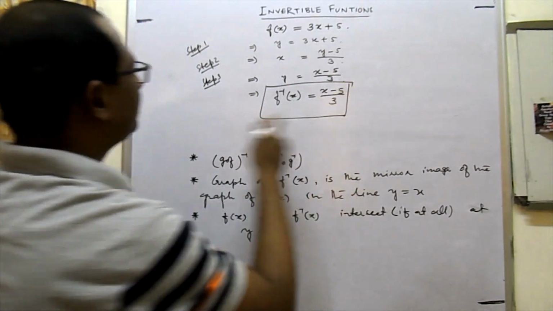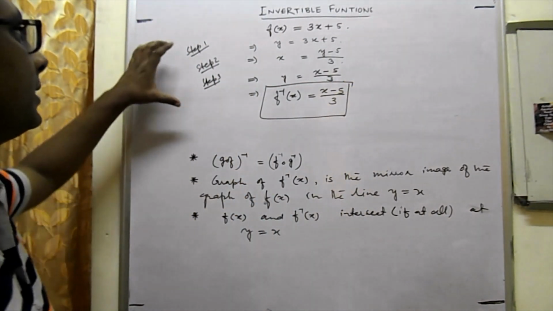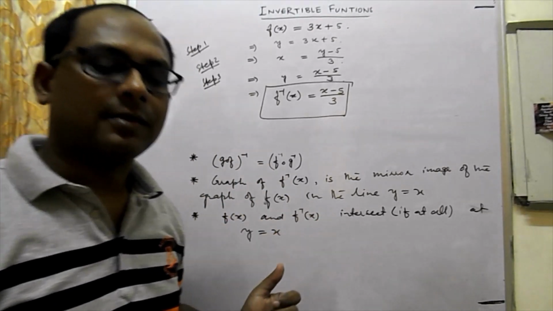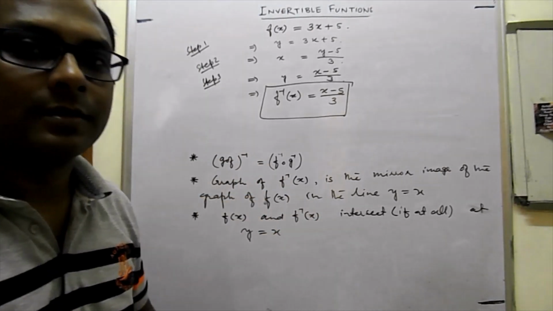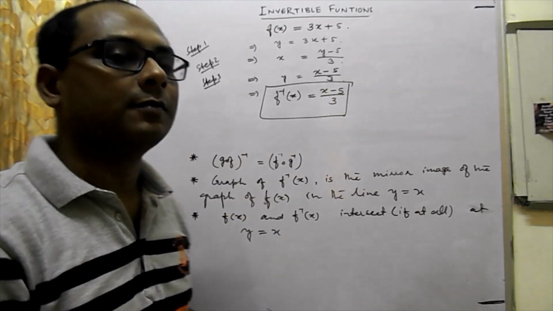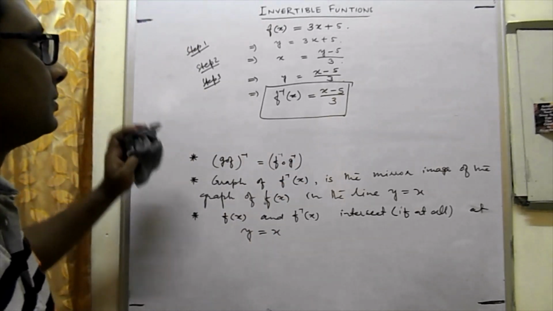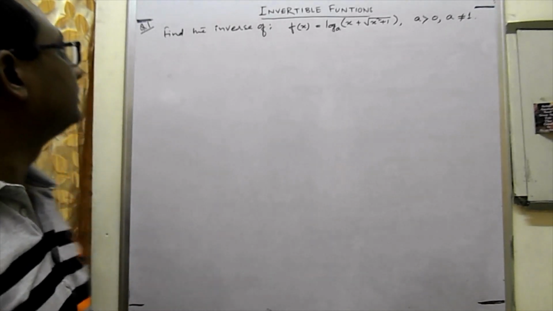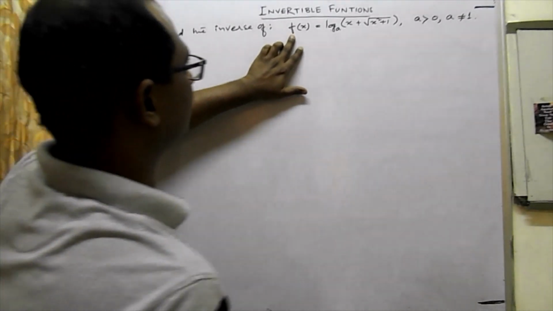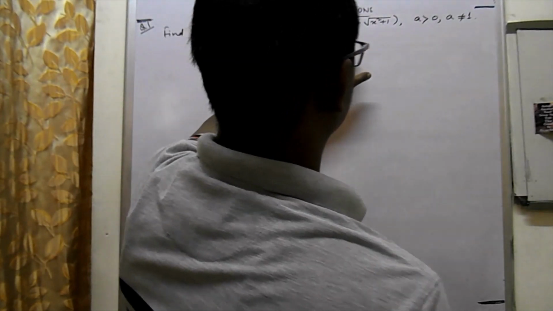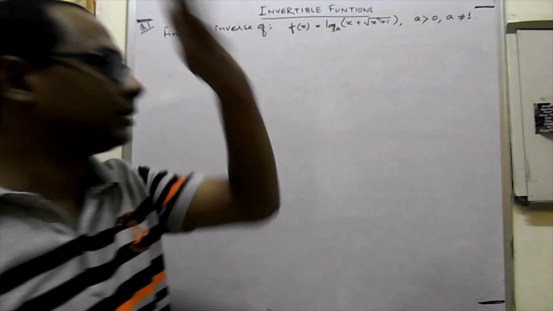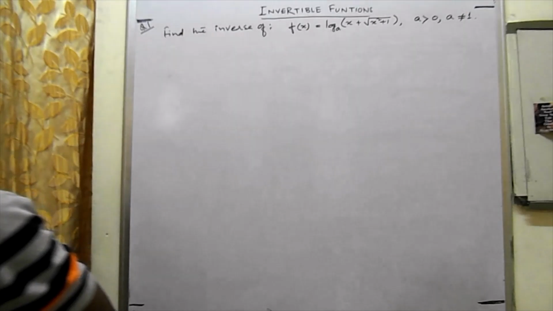So these are a few steps we'll take as standard whenever we are finding the inverse, along with these properties. We'll club them whenever the need of the problem arises. First question here: find the inverse of the function f(x) equal to log of x plus root over x square plus 1, to the base a, where a is greater than 0 and not equal to 1.